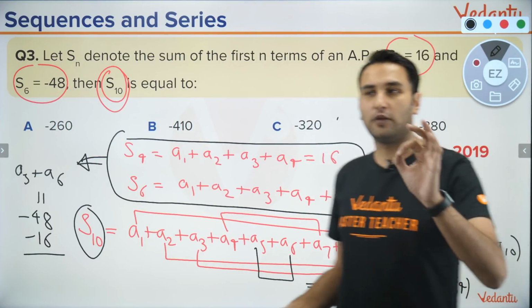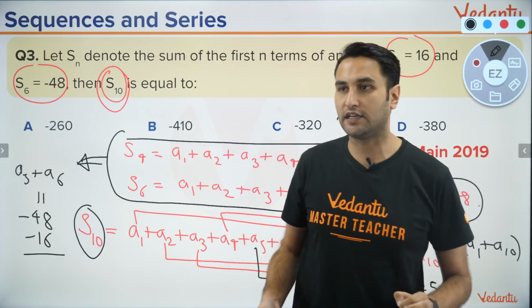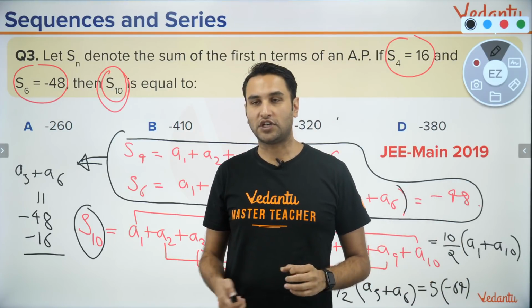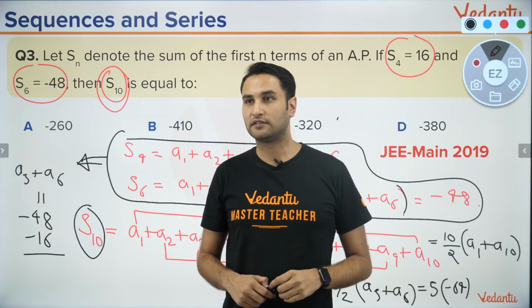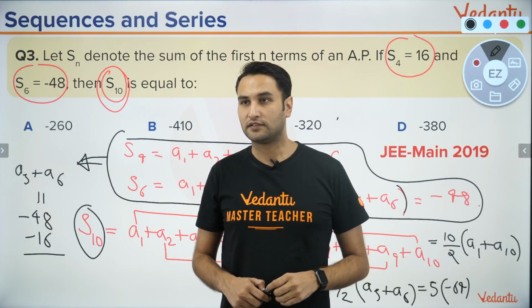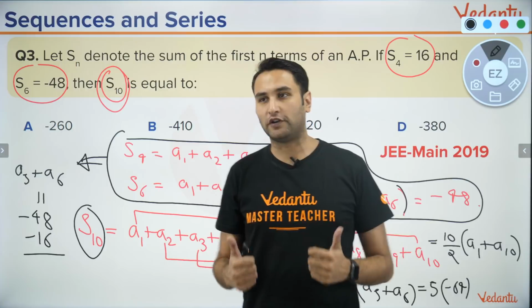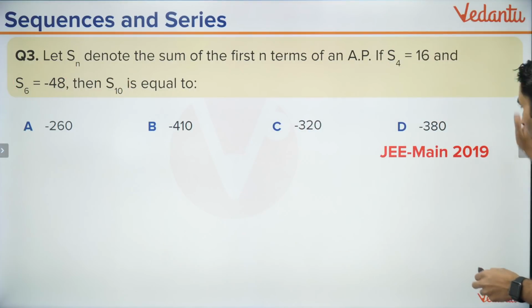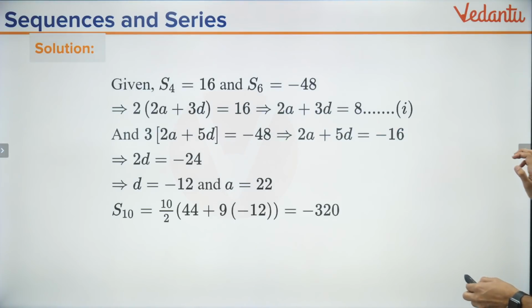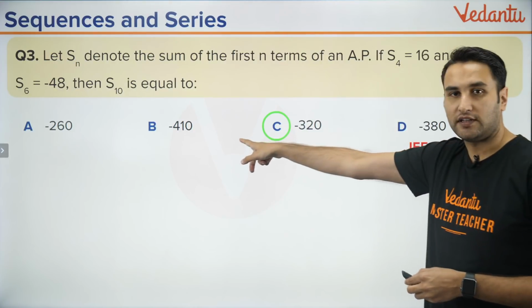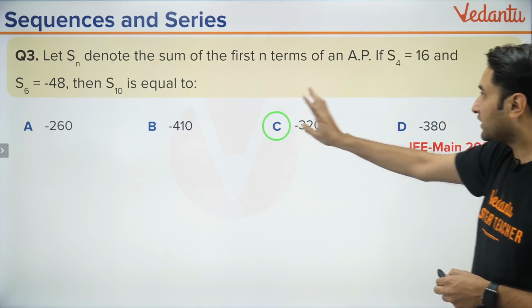How many of you got it? Mani, Kiran, Vishal. Got it? Super. Very nice. Some of you have doubt, so let me show you an alternate method also. So how much will the answer come to? -320. We got -320. Now the alternate method.